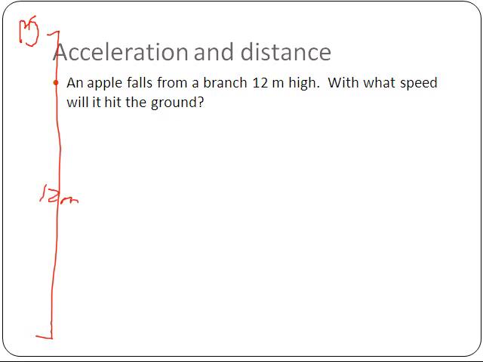Now, to set this up, I know it's 12 meters high. Where do I want my 0 here? Because I'm going to use my distance equation, but I need to figure out where my 0 is going to be.